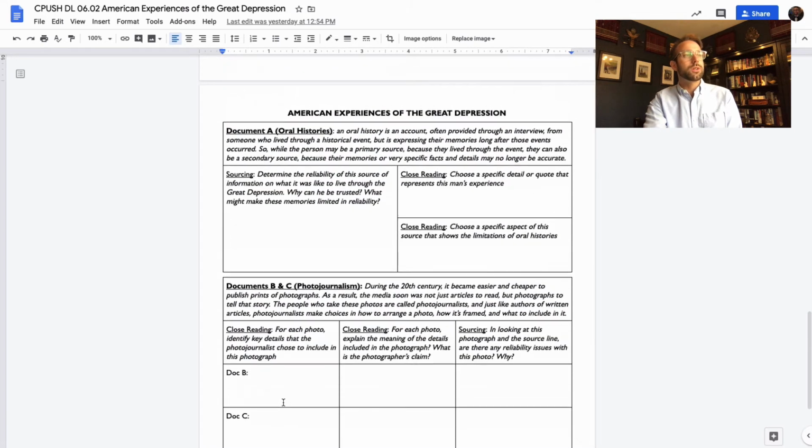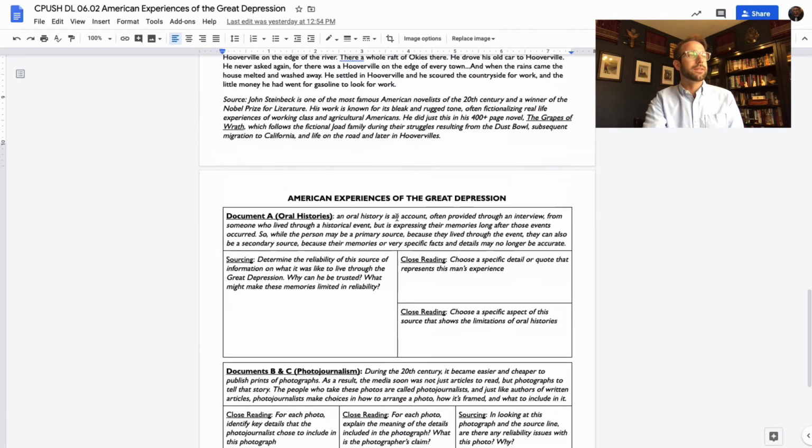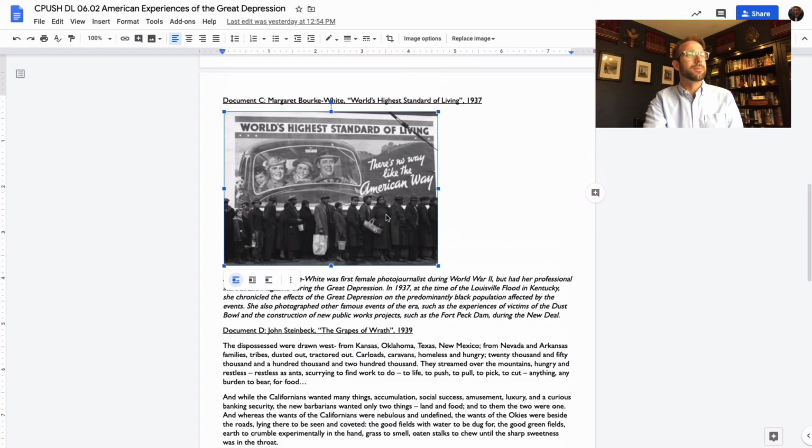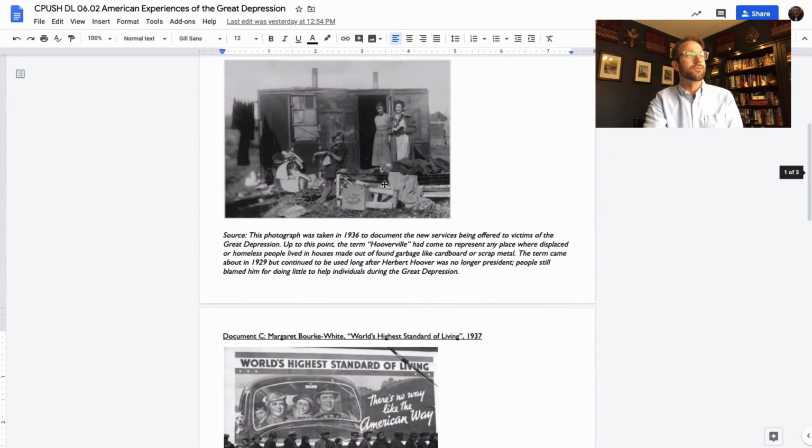So what I want you to notice is that in this italicized portion for each of them, I kind of gave you a bit of context and history and just background on what this type of source is, because it's going to affect things like sourcing and the close reading just a little bit differently. So let's look at document A together. Actually, to be honest, let's do one of the pictures together so I can show it to you visually so I don't have to read it out loud.